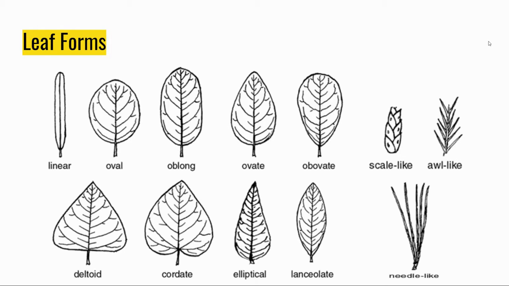So here we see the multiple different types of forms that leaves can take. I'm not going to list all of these, but it would be beneficial for you to put something like this in your notes. It's not hard to find this picture online if you want to take virtual notes, but you can see the different types of shapes that leaves will take, and this is important when we go into classifying plants.